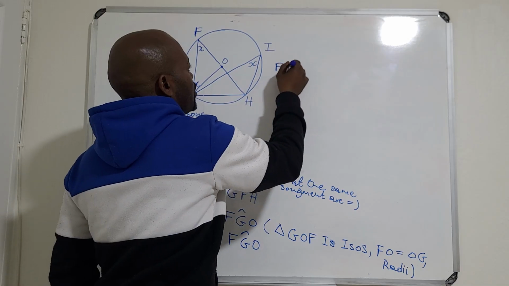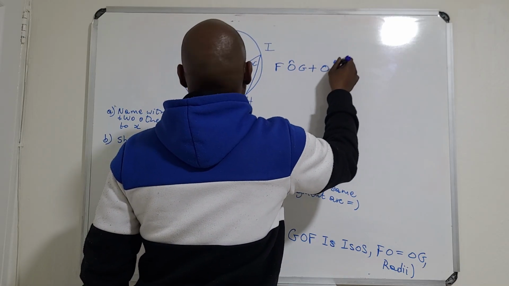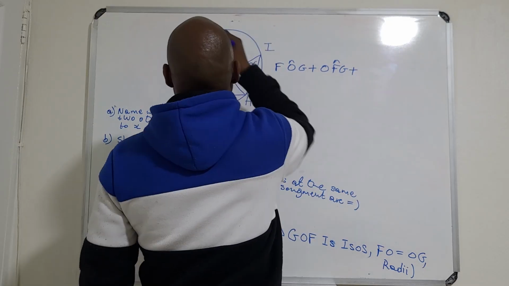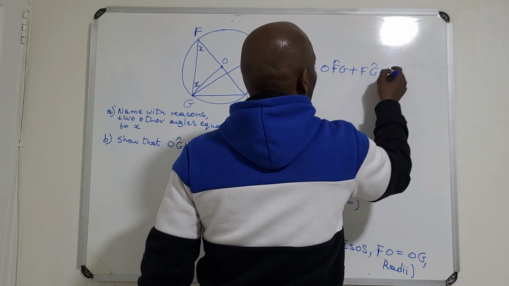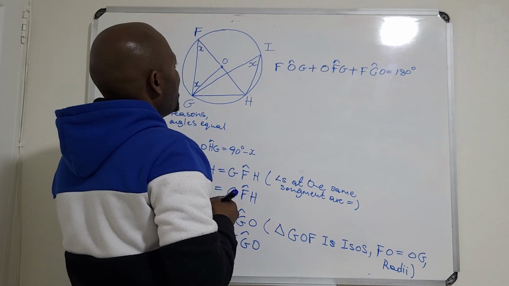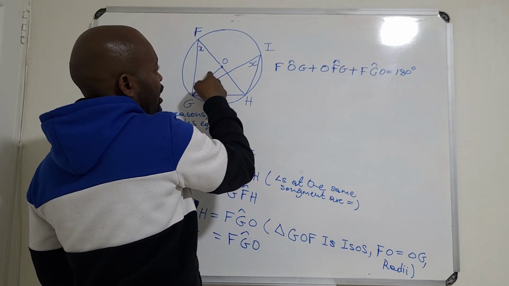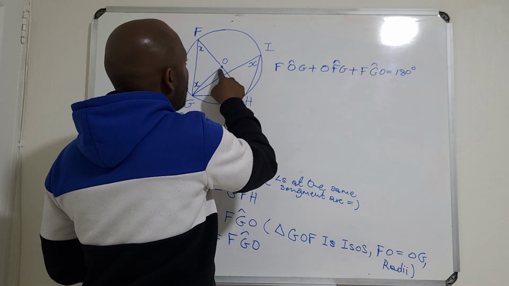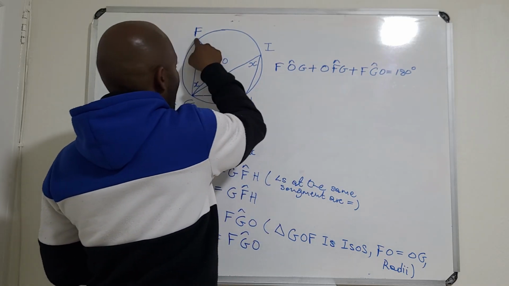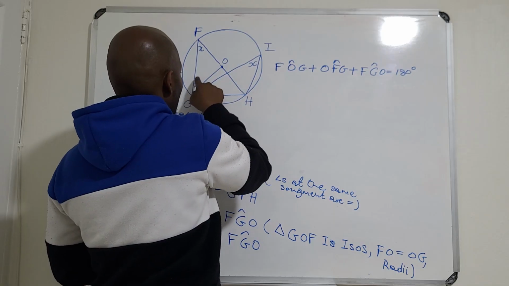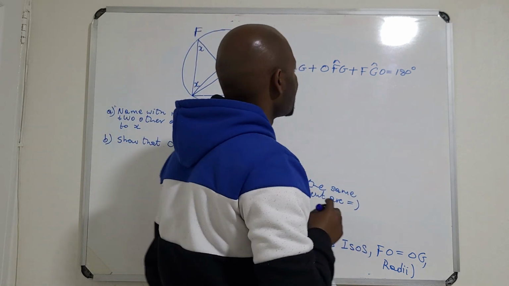Therefore, we can find angle FOG. Angle FOG plus angle OFG plus angle FGO is equal to 180 degrees. So here we mean that angle FOG, which is this angle, plus angle OFG, plus this angle, plus angle FGO plus this angle is equal to 180 degrees.